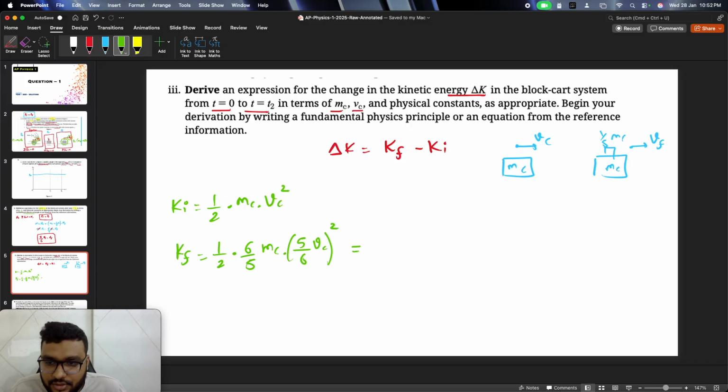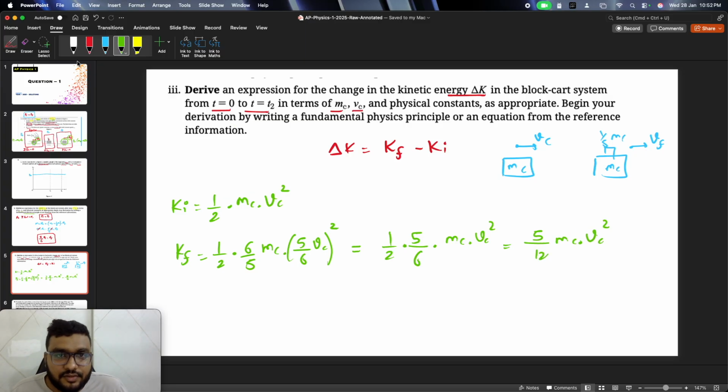So I'll just open the bracket, and I get 1/2 times 6/5. The 6/5 and 5/6 cancel out, and we are left with only 5/6 over there. So 1/2 times 5/6 times mc times vc squared. And this becomes 5/12 mc times vc squared.